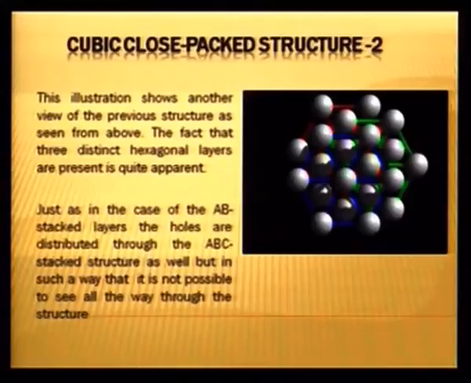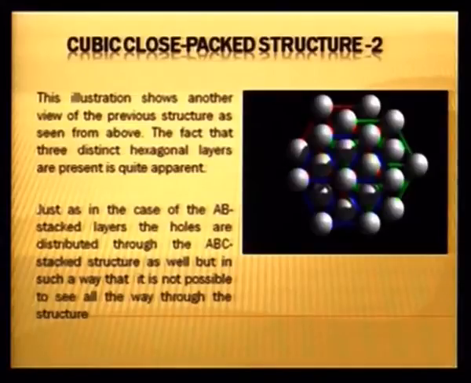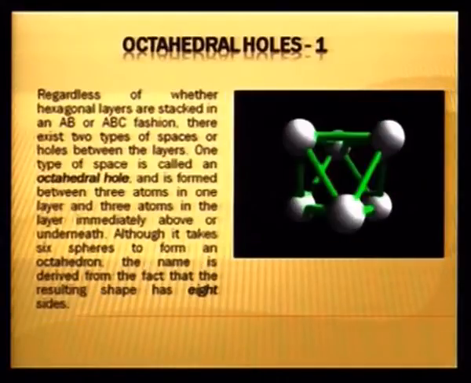Now, if we see the same arrangement from the top, we can see 3 different arrangements. One has been shown by red color hexagons, second by green color, and third by blue. So, blue, green and red, they show 3 different arrangements of layers, which on repeating produce this cubic close structure. Now, when these layers stack one above the other, the voids are generated, holes are generated.